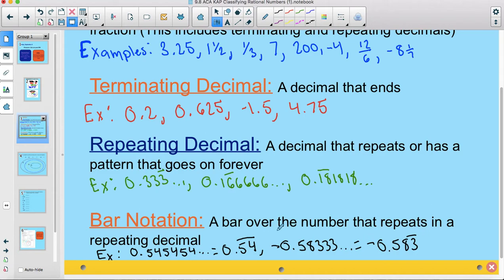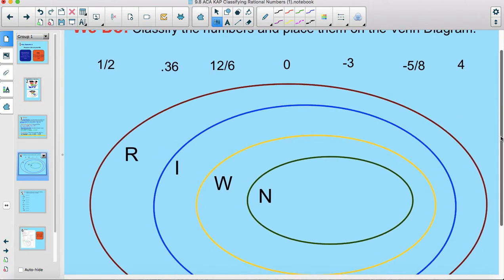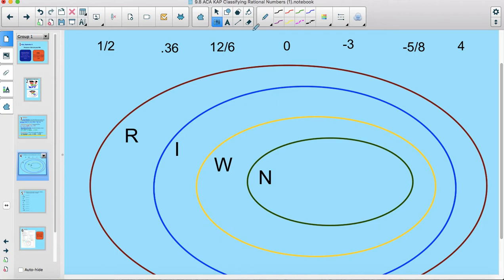So now we're going to move on to some examples. So this is just like what you saw on your first page. So you're going to try to put these numbers in the most specific place on, remember this is like if you're looking down into the funnel. So we can also call this a Venn diagram. So put these numbers into the most specific place on the Venn diagram, and when you think you're ready, pause this video and do that, and when you think you're ready, push play and check your answers.